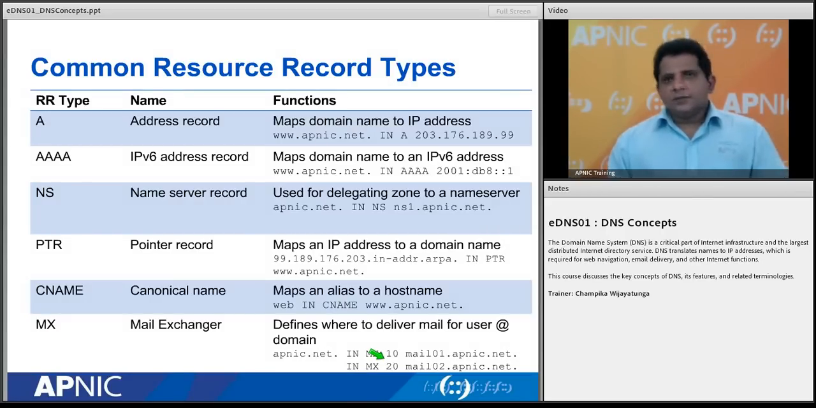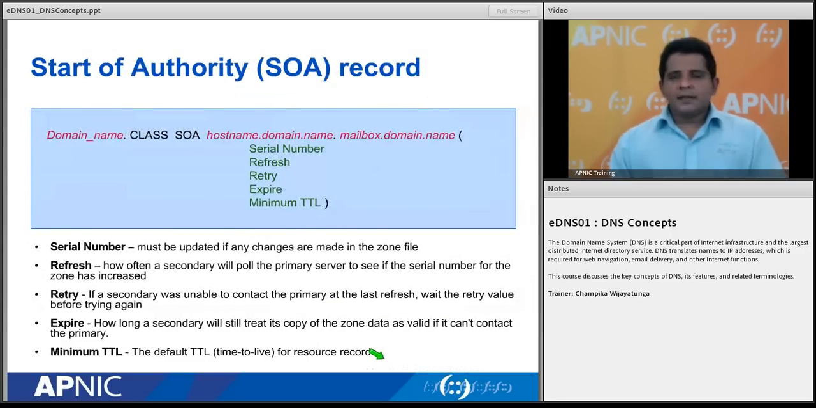CNAME is another resource record type that we use to create an alias. In this example, you can see we have a web alias for www. And similarly, MX resource record is a type we use to define mail exchanges. So you have different mail servers here. You can also define some kind of priority here with these values. So these are all different types of resource records we can use in our zone for different purposes.